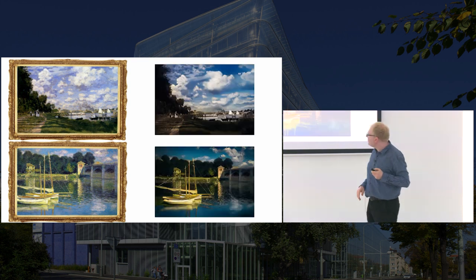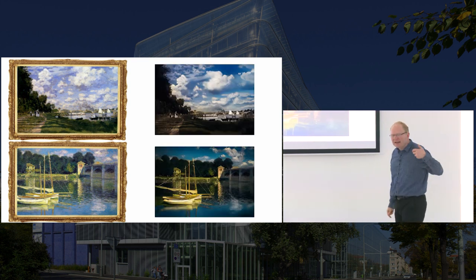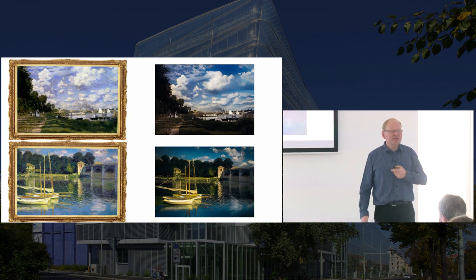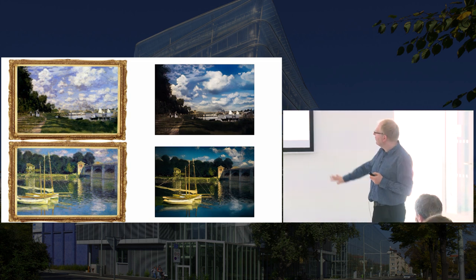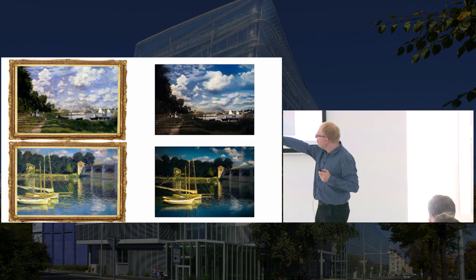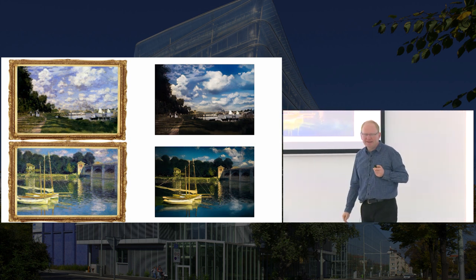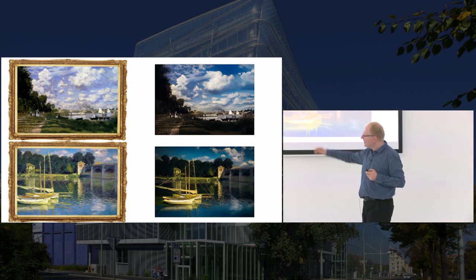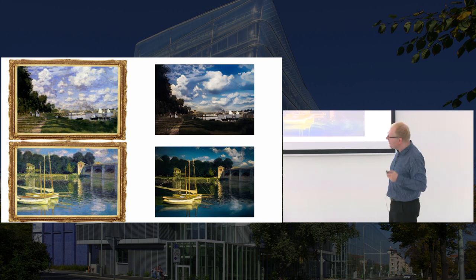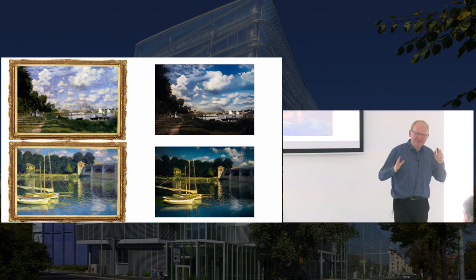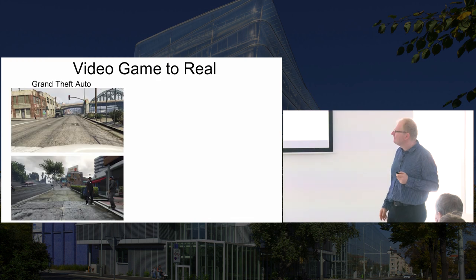We can also go the other way around. We can go from a painting into something that is hopefully hard to distinguish from a real image. Now, if this was a perfect talk, this would also be Cezanne, but Cezanne didn't work. Monet is simpler, so I will show you Monet, but we're still working on Cezanne. Hopefully we can get Cezanne too, okay?